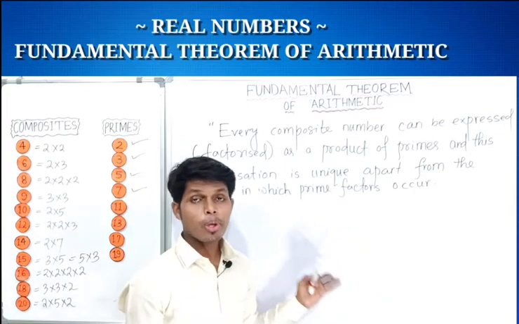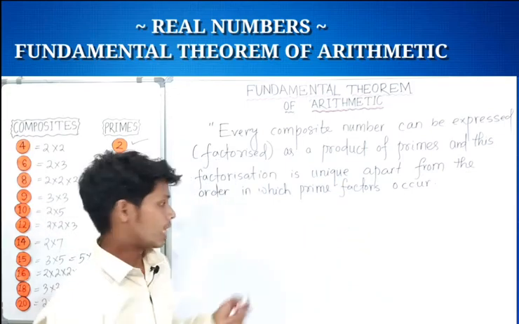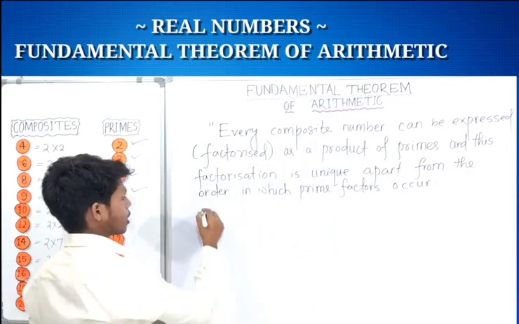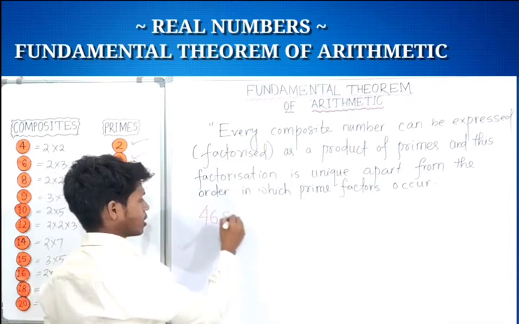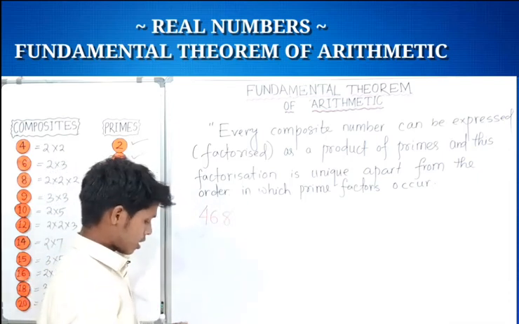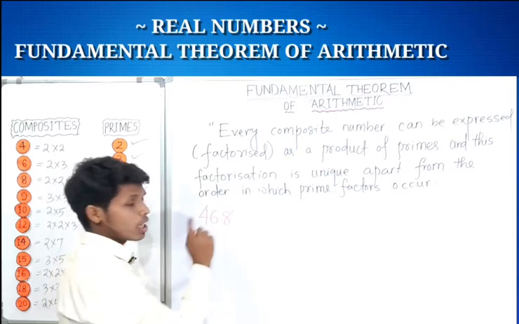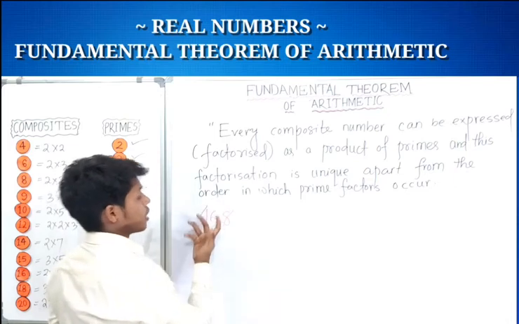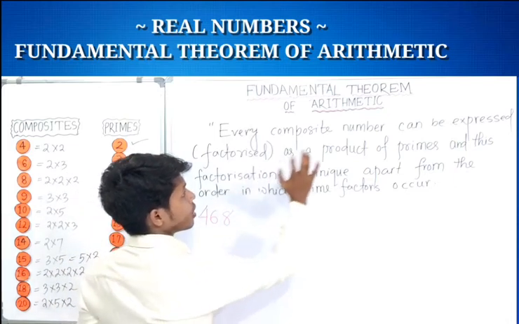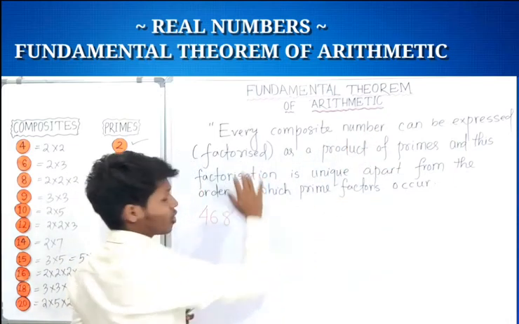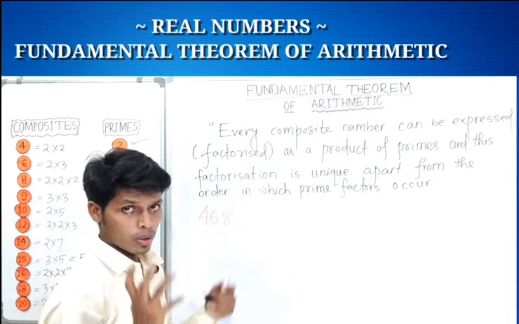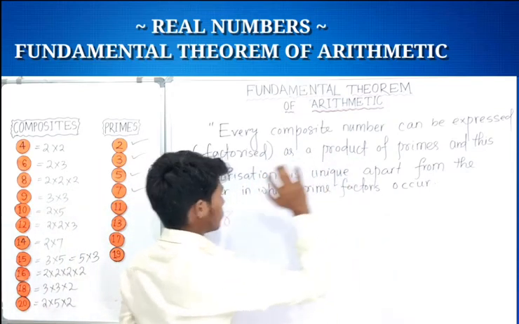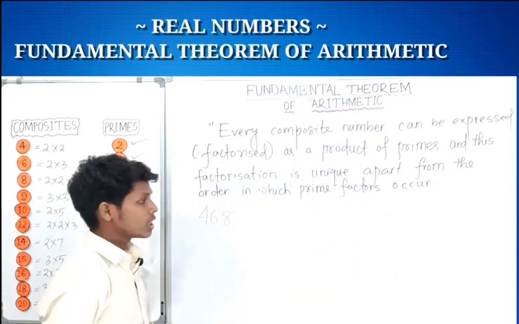So let's take an example to understand this again clearly. It says every composite number, say any composite number be 468. It's a composite number, clearly it can be seen that it is an even number as 8 is in the unit place, so it must be a composite number. So every composite number can be expressed or factorized. Factorized means expressed as a product of some numbers. So it can be expressed as a product of primes. So let's see how we can write 468.